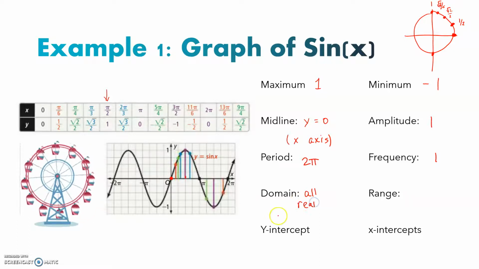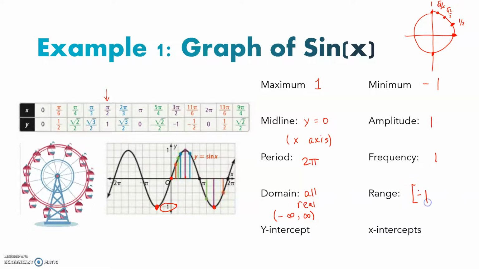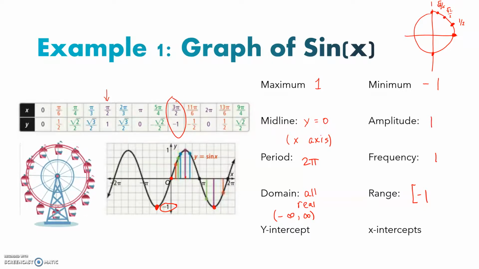You could describe that as all real, or if you like, negative infinity to infinity. The range is not all real numbers. If you put your pencil on the lowest point, it has a y-coordinate of -1. There's actually more than one place where it hits that lowest point, but it never goes any lower than -1. And there is actually a value at -1, so we're going to put a bracket around it because it exists.